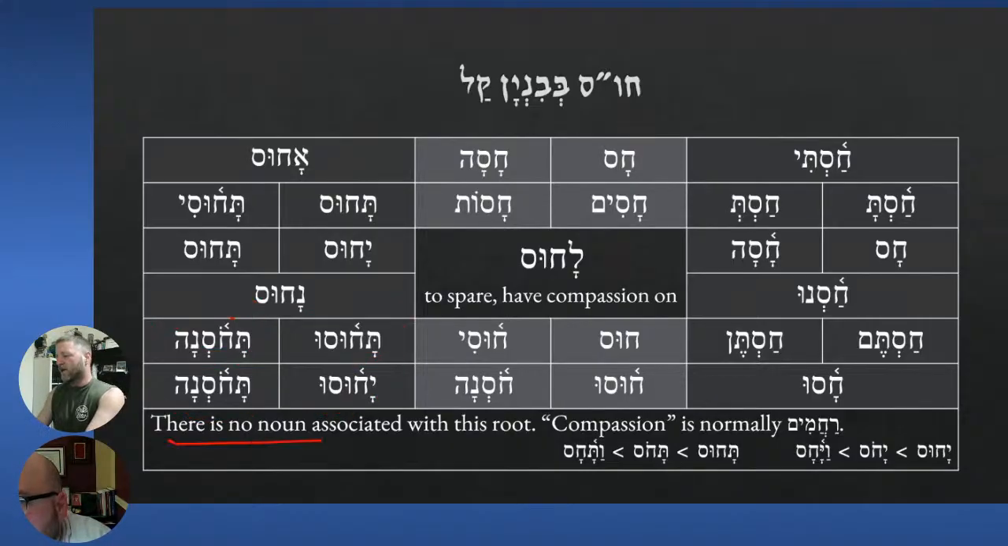Okay, there's no noun associated with this root. Normally the word for compassion is rachamim. Rachamim related to rechem, which is a womb, like where a woman holds a baby before it's born.